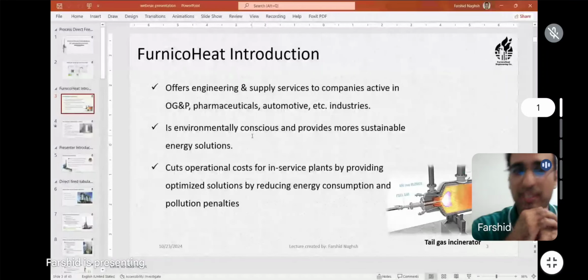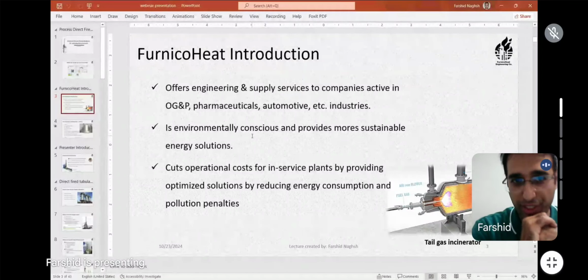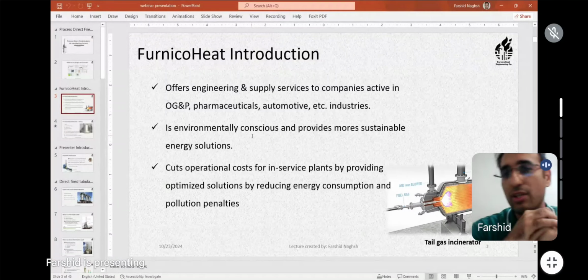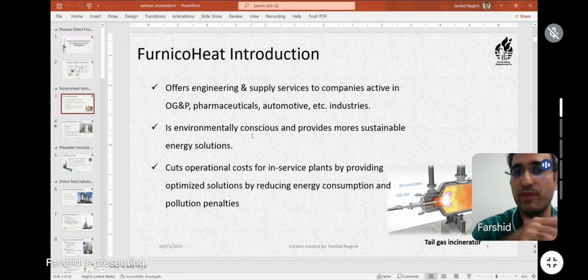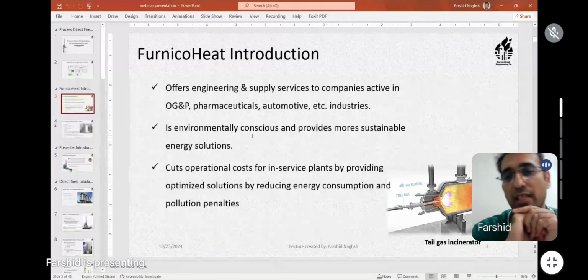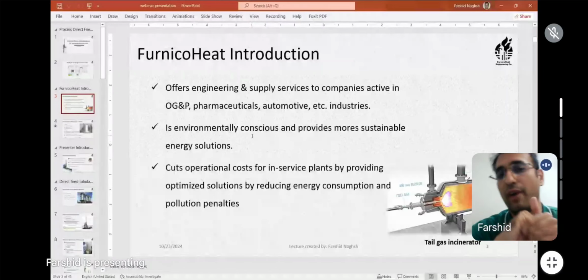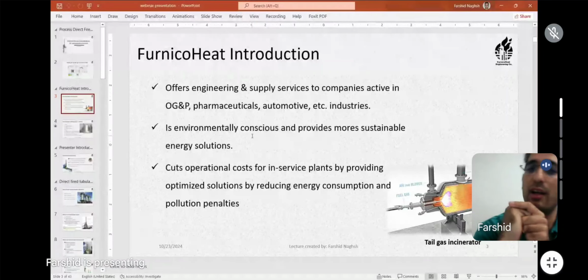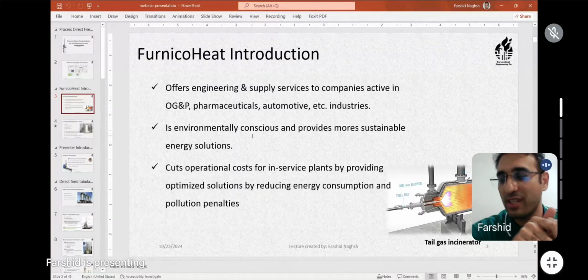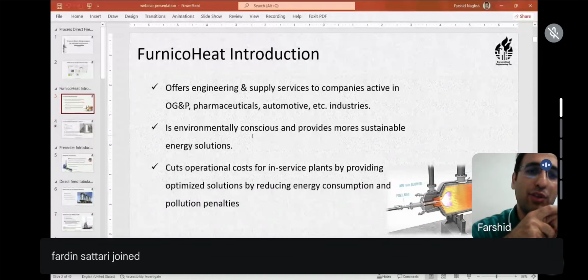First of all, my company's name is F.Naghsh Heat. What do we do here? We offer engineering and supply services to companies active in oil and gas, procurement, pharmaceuticals, and automotive industries. While offering engineering and supply services, we are very aware of our environment. So we are very environmentally conscious and provide more sustainable energy solutions. How do we do that? We do that in two forms. To sustain our environment, to keep it clean, we do two things.